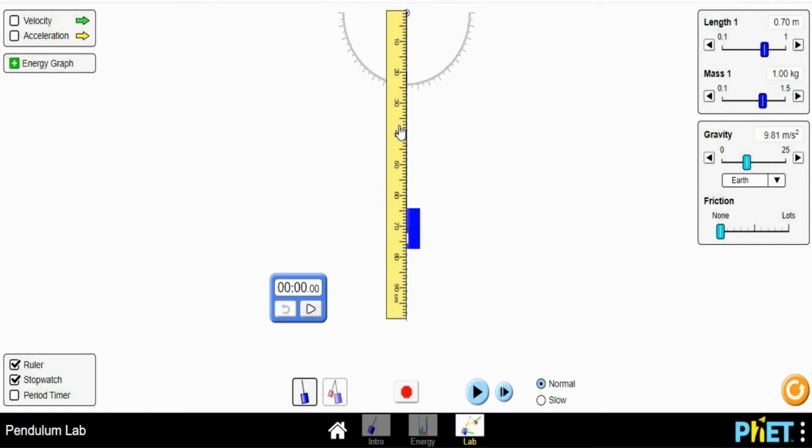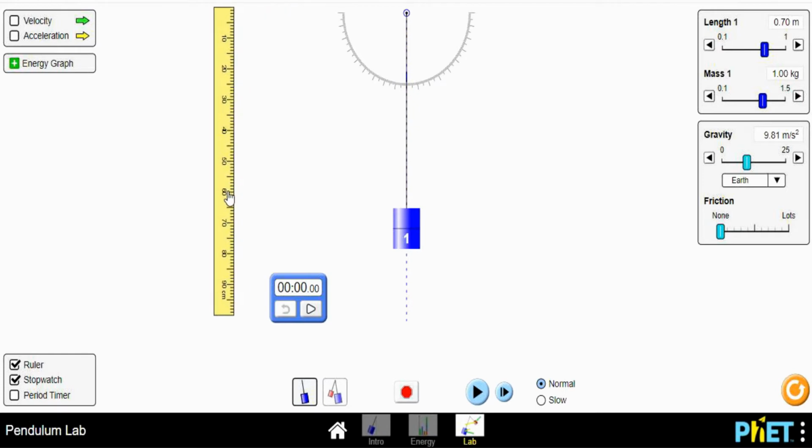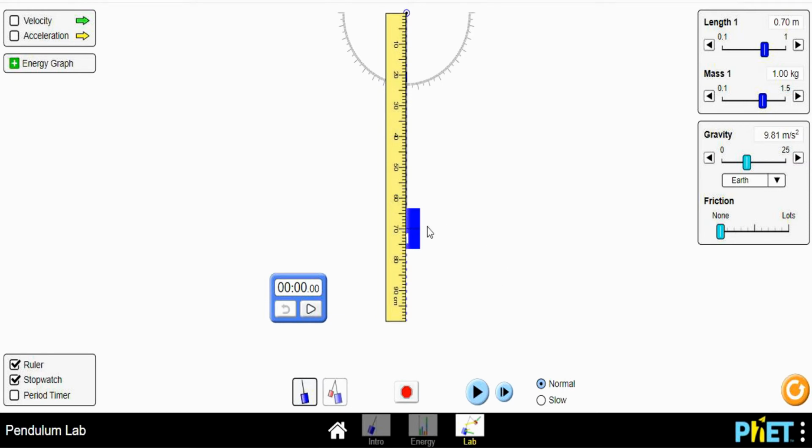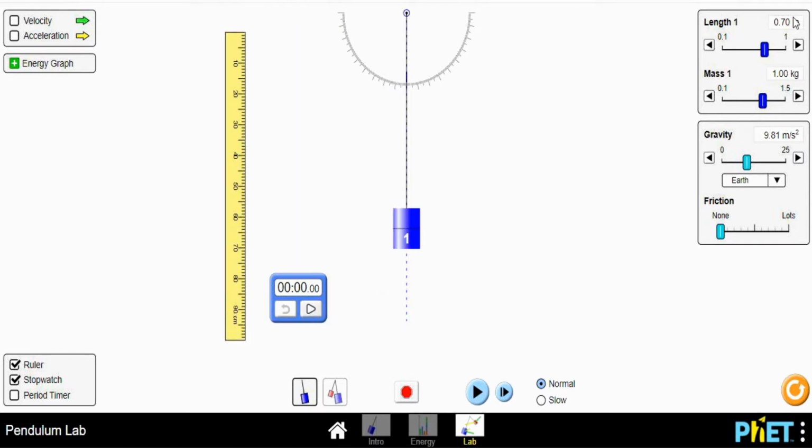Now at this point, it is 64. Then how did it become 0.70? Can you answer? I will keep the ruler there. I shall reveal the answer now. The answer is 0.70 meters because the length of the string should be counted up to the center of the bob, which is this black line. The black line is matching with 70. That's why it is 70 centimeters, because it is a centimeter scale, which is 0.7 meters.